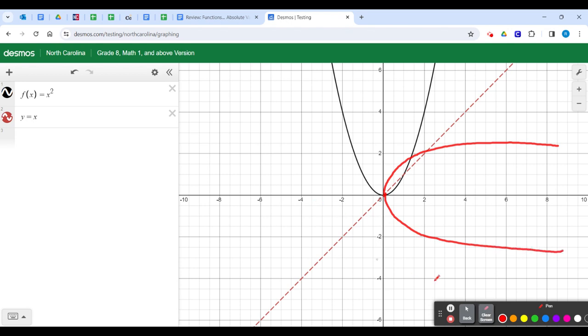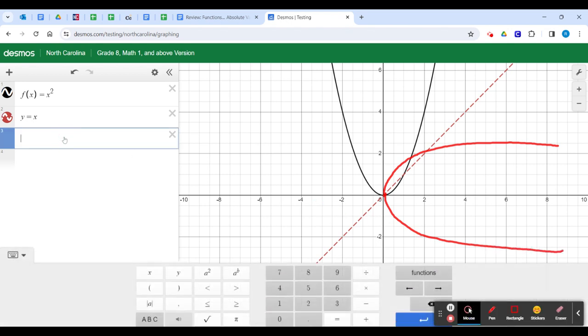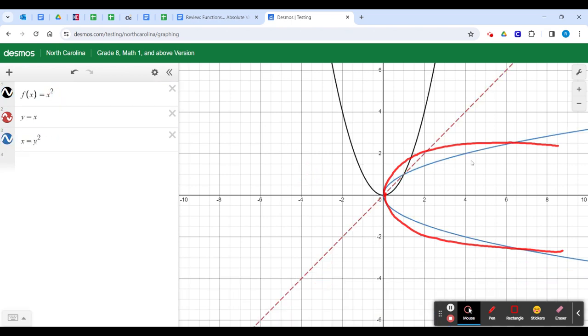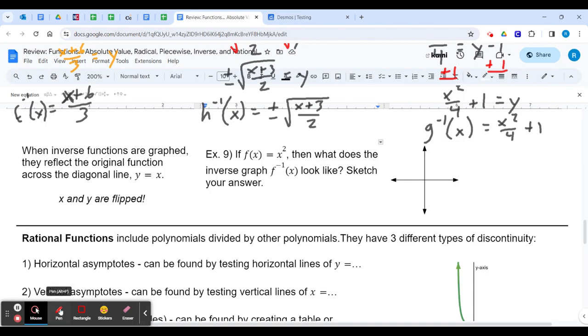Let's see how close I got. One trick we can do is we can swap out this f of x. We can call that x. And we can swap out the x in our equation. We can swap out with y. And we can get a good view of what that inverse looks like. And my bowing might be a little off here and there. But generally, pretty good idea of what that inverse looks like. So if I wanted to sketch this on my sheet, I would have an inverse sketch that looks like that.